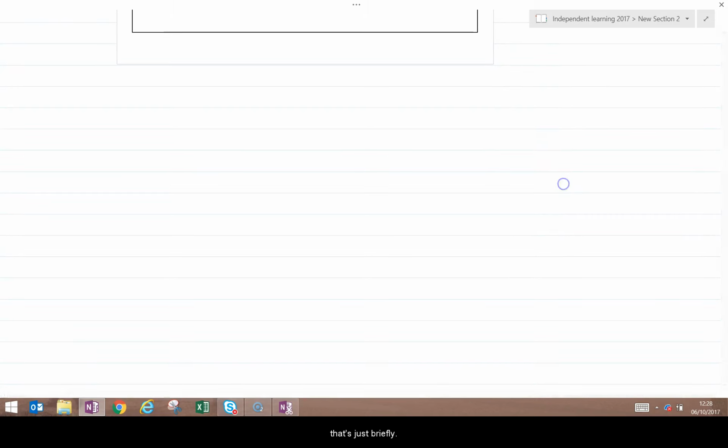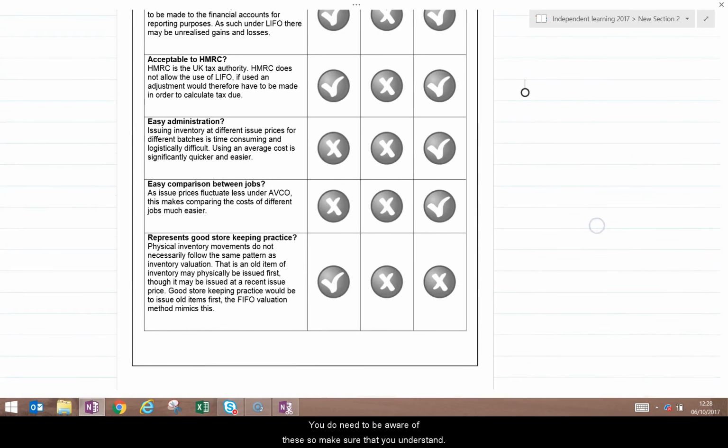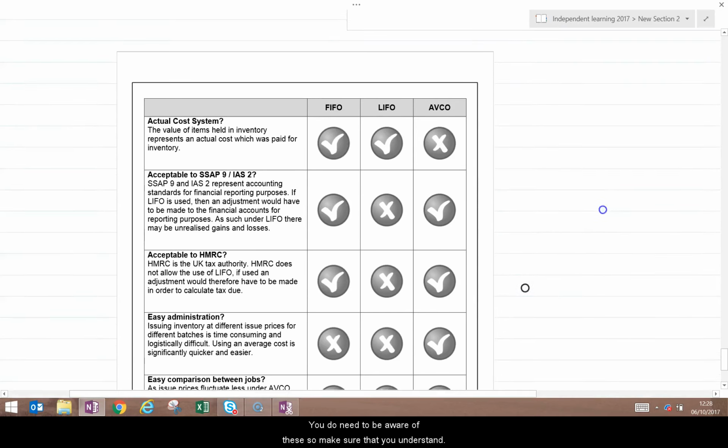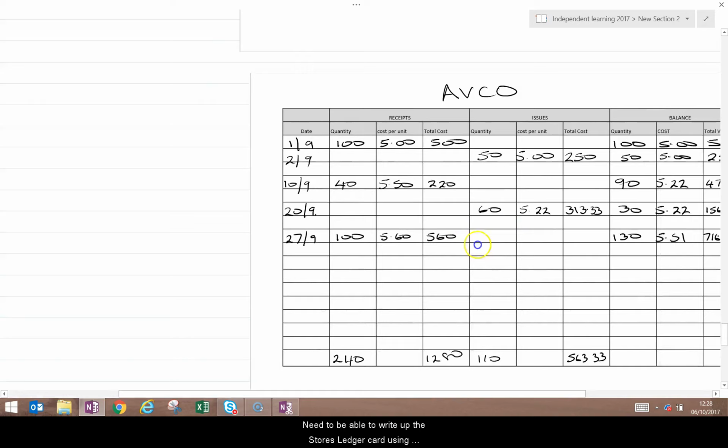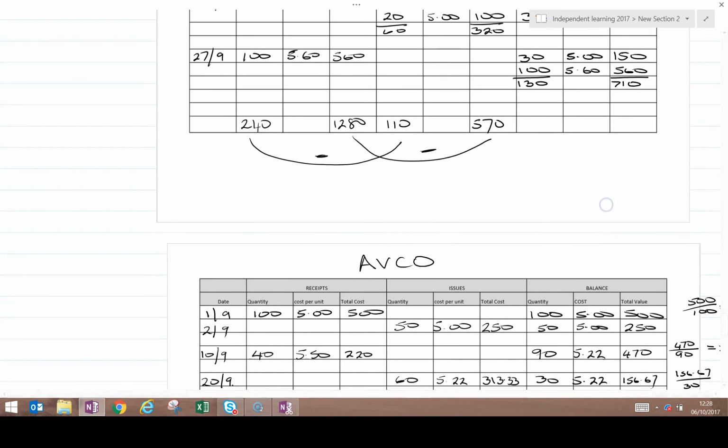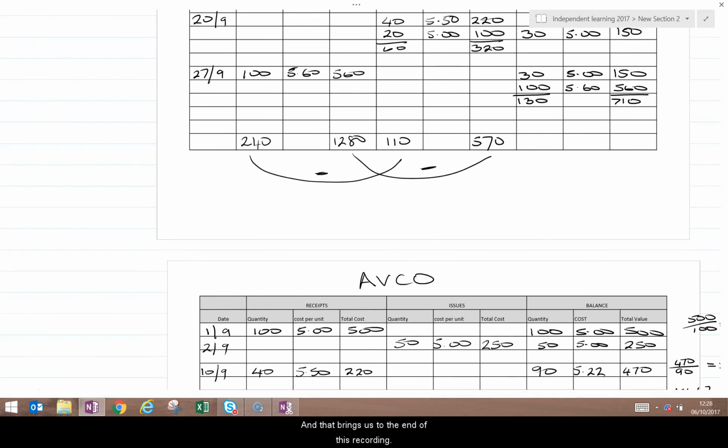Okay, so that's just briefly the difference. Right, but you do need to be aware of these, so make sure that you understand them. And you do need to be able to write up these stores ledger cards using the three methods. And that brings us to the end of this recording.